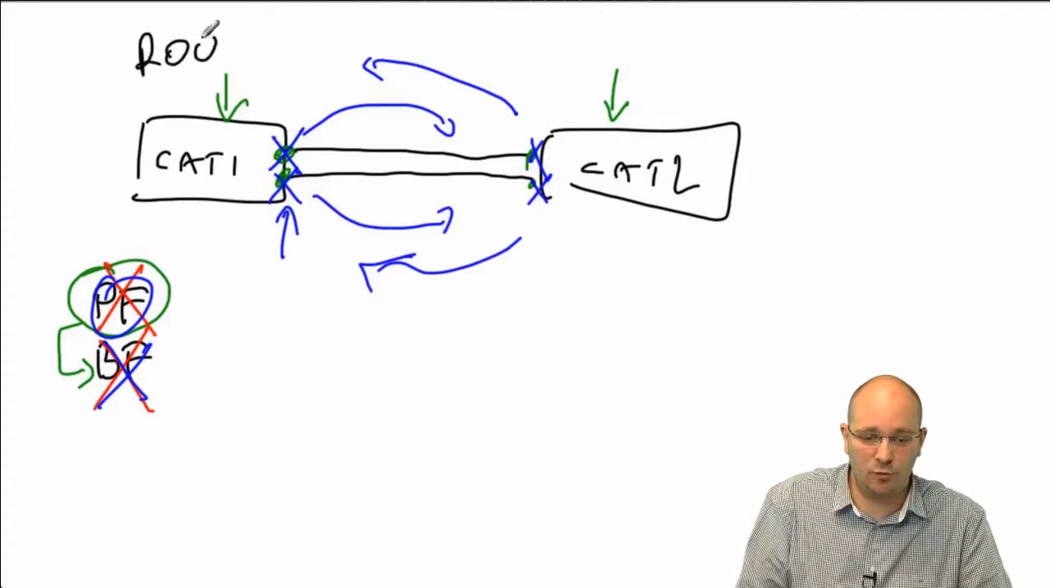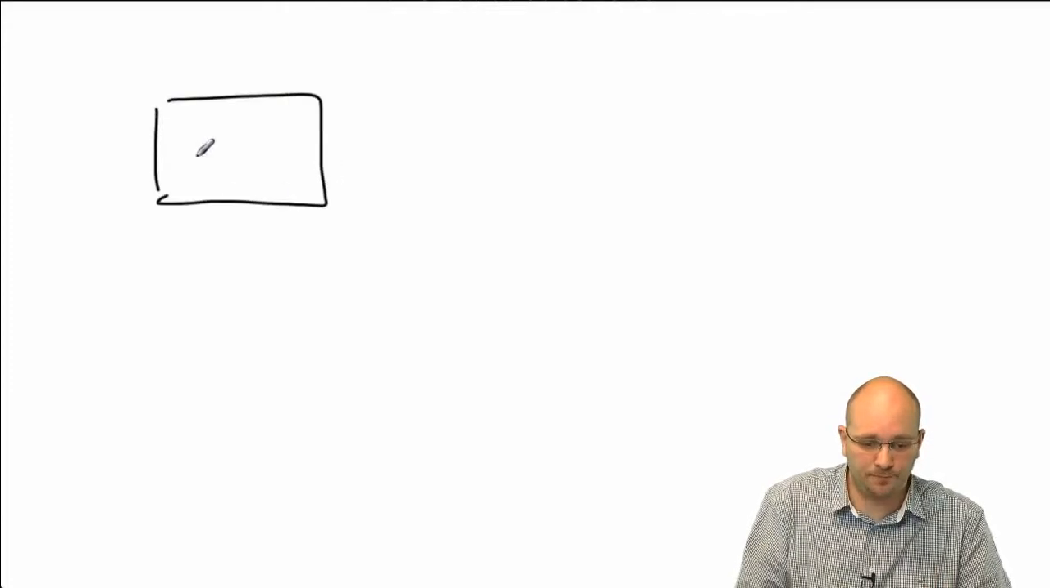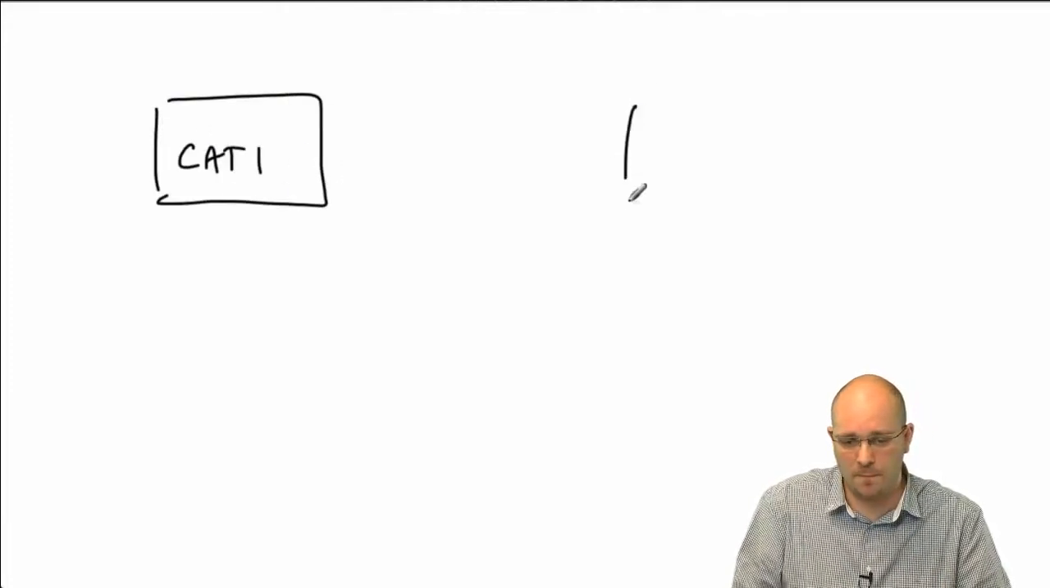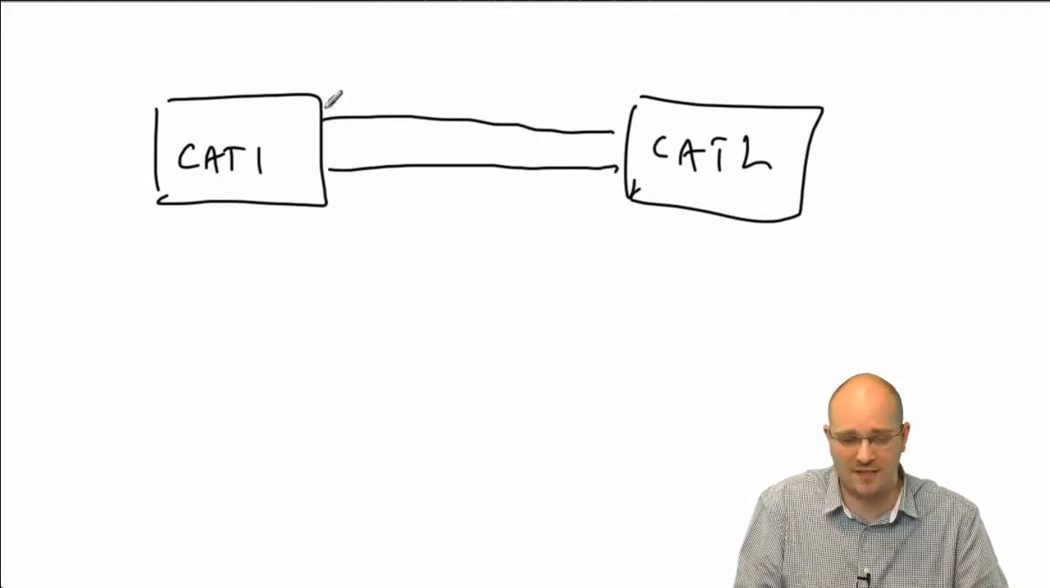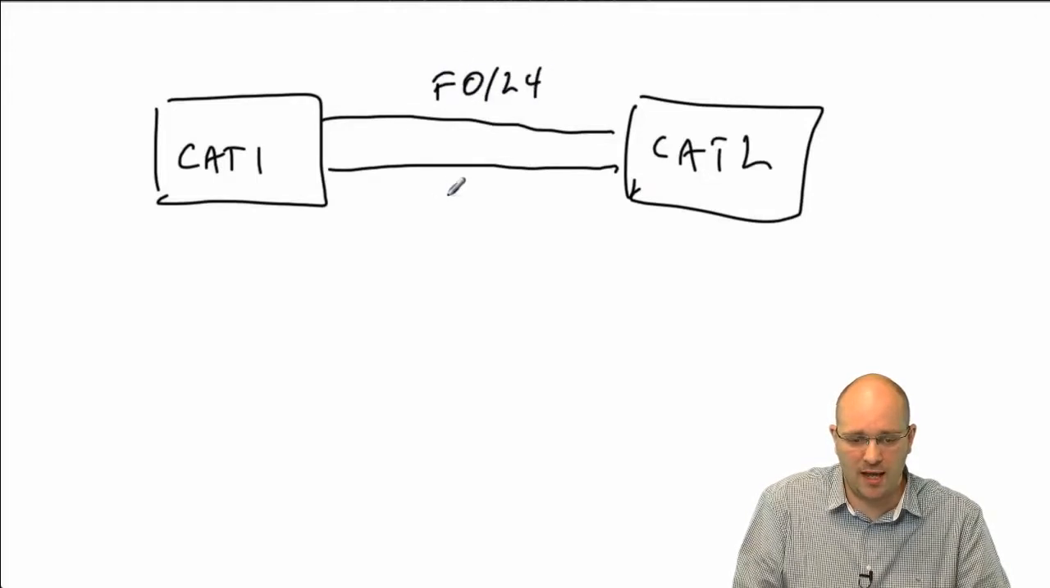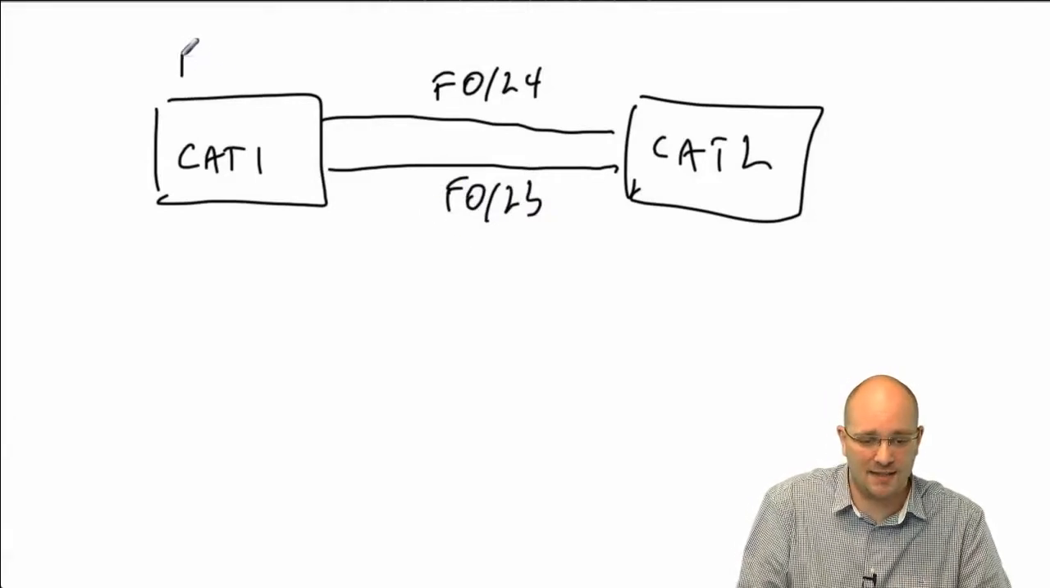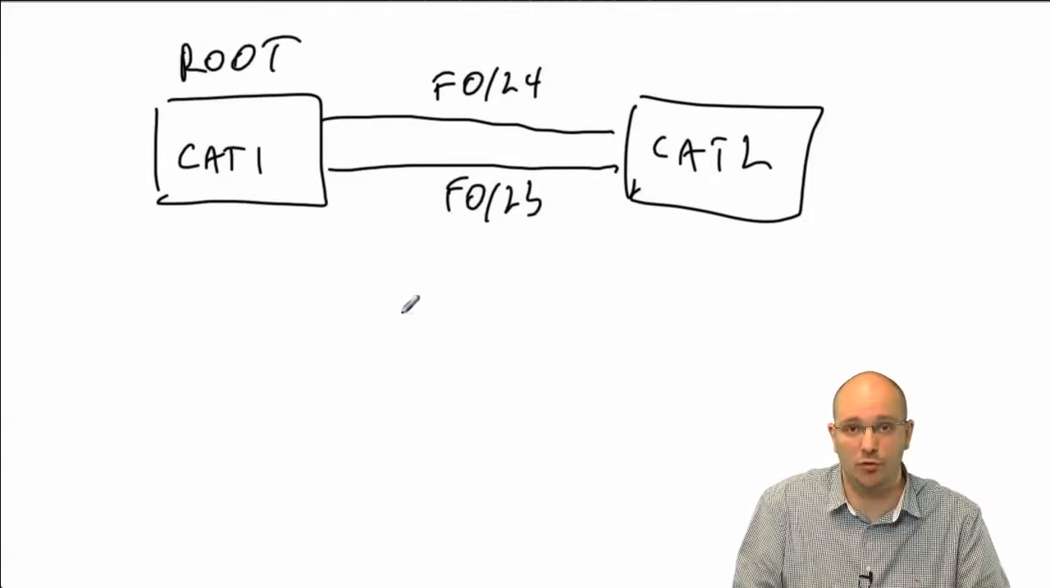Remember, cat1 here will be the root. And what I'm going to set up, so this is going to be cat1, this is going to be cat2, and I'm going to have two links between them. I'm going to use two FastEthernet links. So the top one will be FastEthernet 24, and the bottom one will be FastEthernet 23 on both sides. And this one here will be the root.